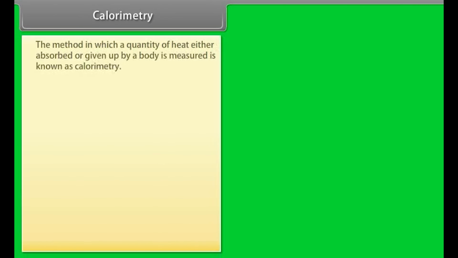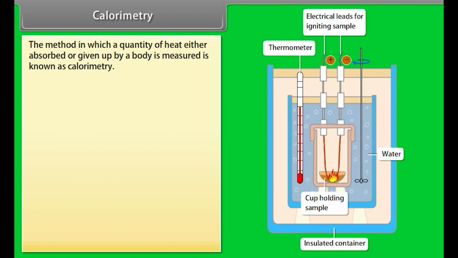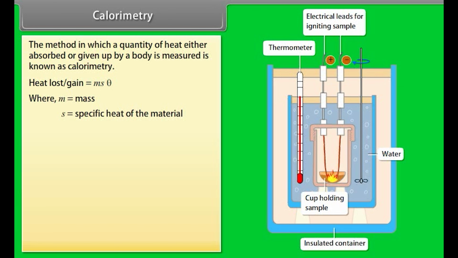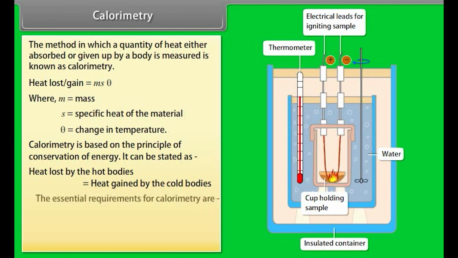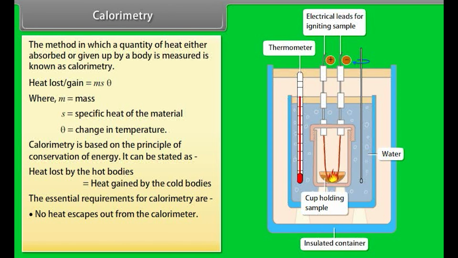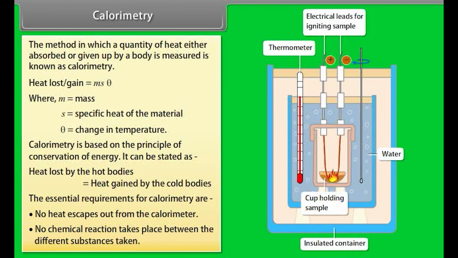Calorimeter. The method in which a quantity of heat either absorbed or given up by a body is measured is known as calorimetry. Heat loss or gain is equal to m s theta, where m is equal to mass, s is equal to specific heat of the material, and theta is equal to change in temperature. Calorimetry is based on the principle of conservation of energy. It states that heat lost by the hot bodies is equal to heat gained by the cold bodies. The essential requirements for calorimetry are: no heat escapes out from the calorimeter, and no chemical reactions take place between the different substances taken.